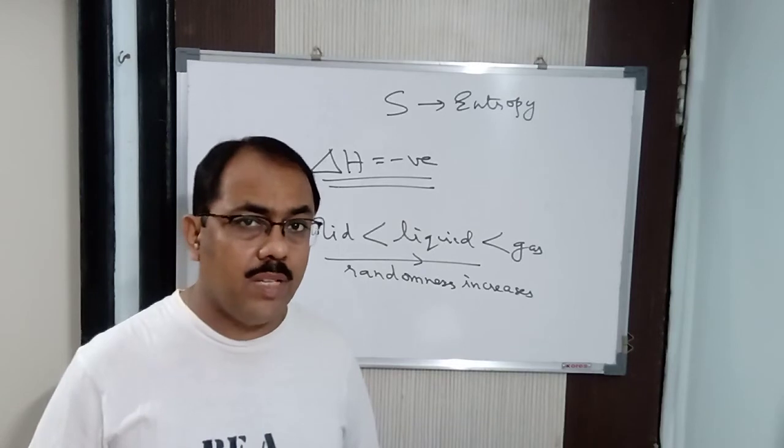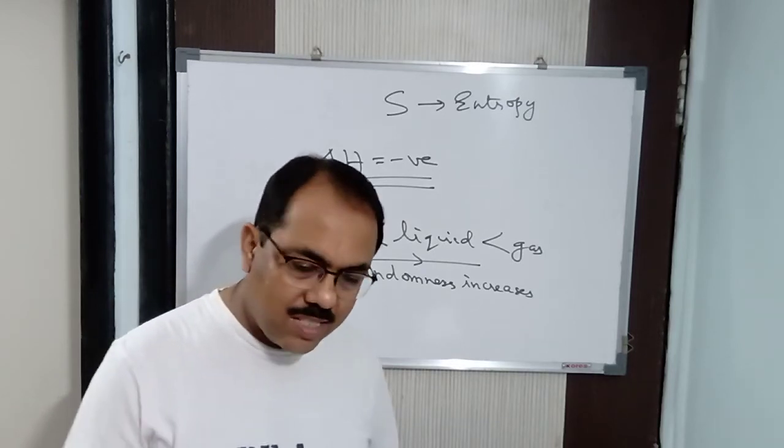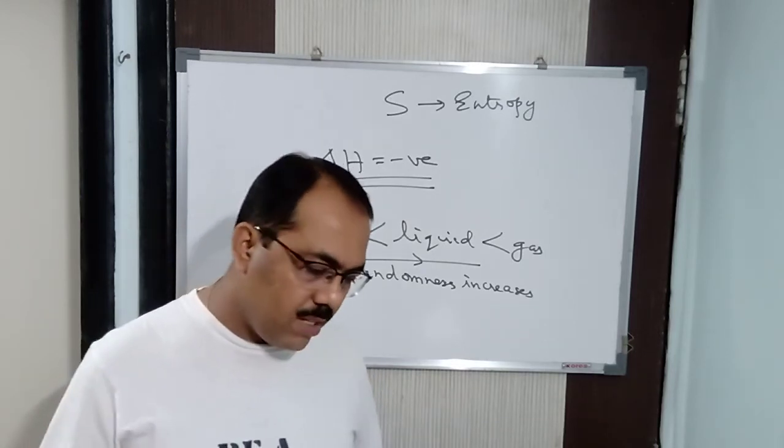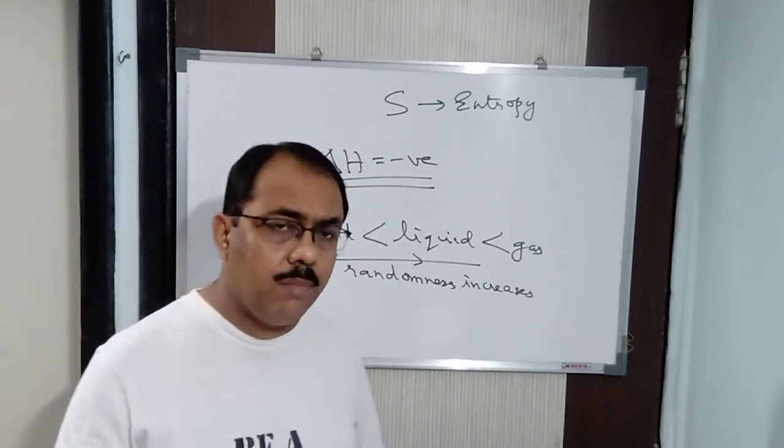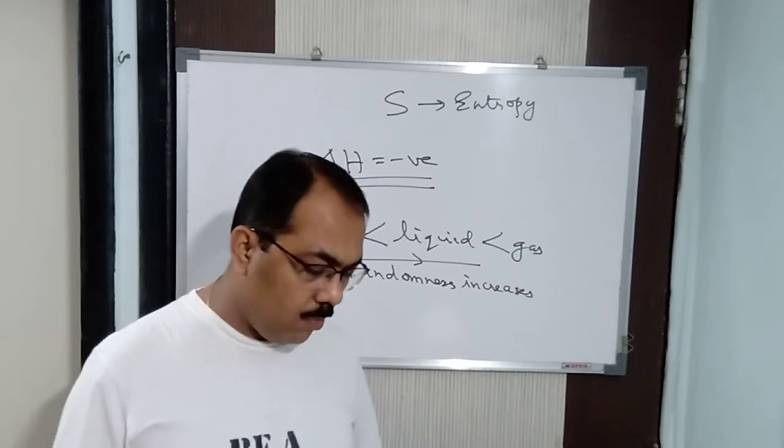How to measure the randomness? It's quite an absurd term, no? That is randomness, how to measure it. So we measure the randomness or disorderliness of a system by the factor which is called entropy.